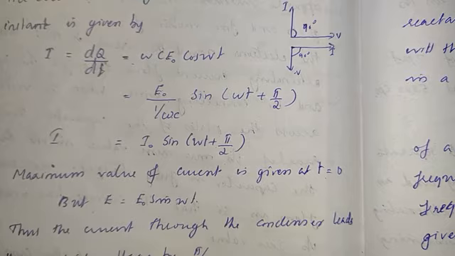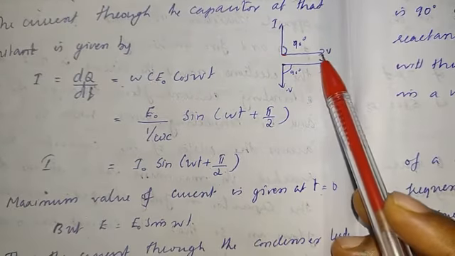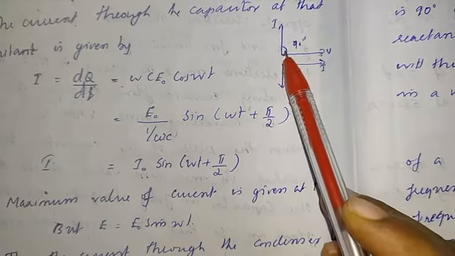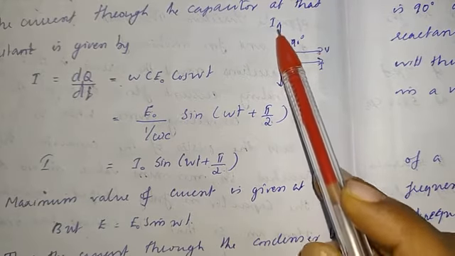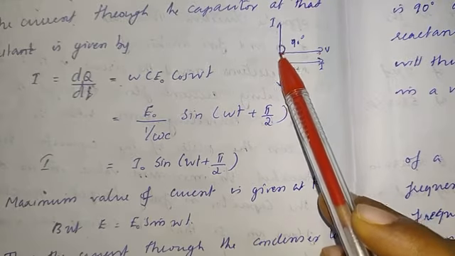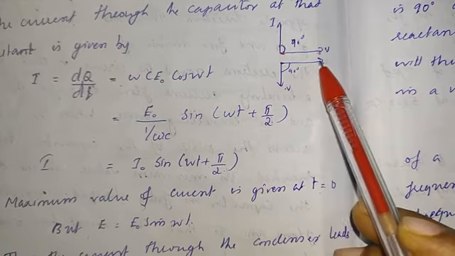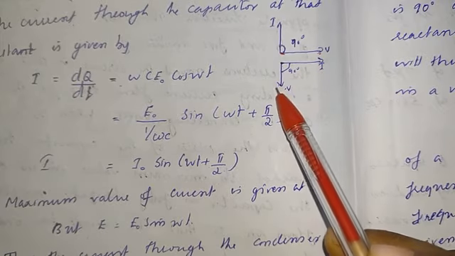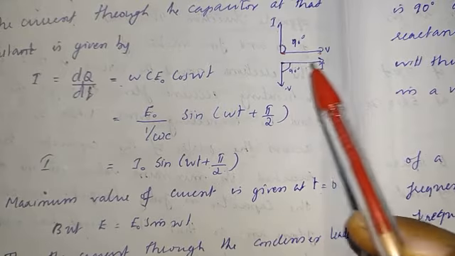The vector diagram of this is shown here. If this represents the voltage, then the current is represented in this direction, that is, the current leads the voltage by 90 degrees.